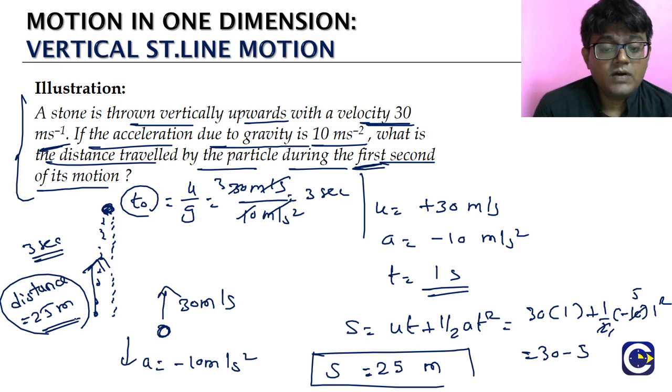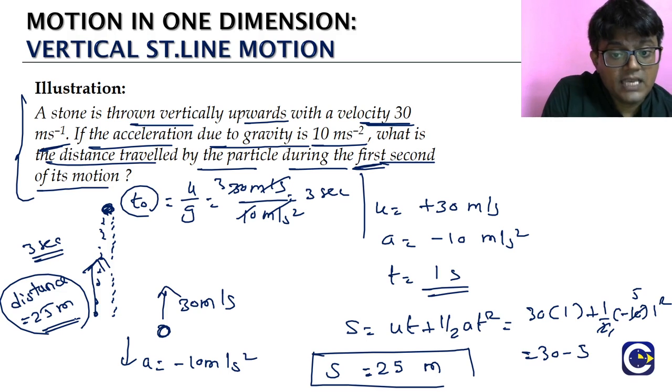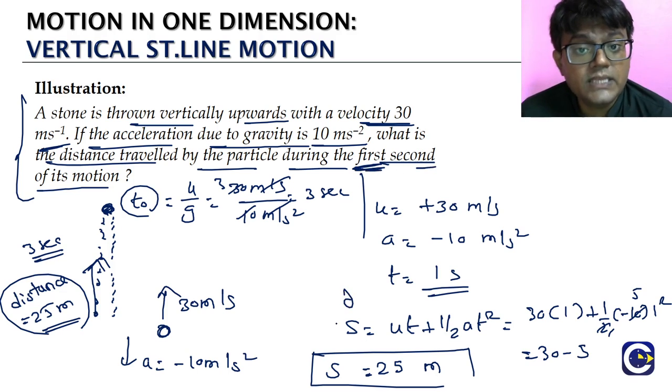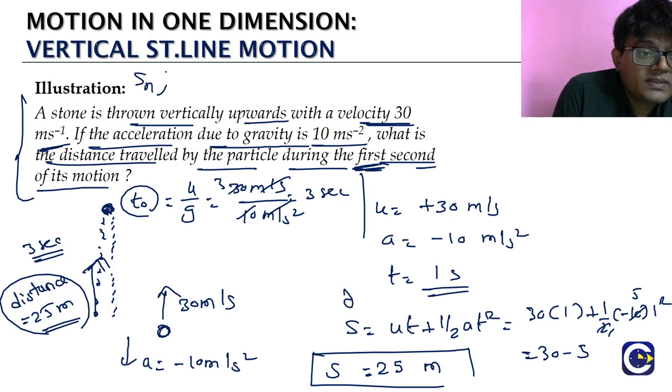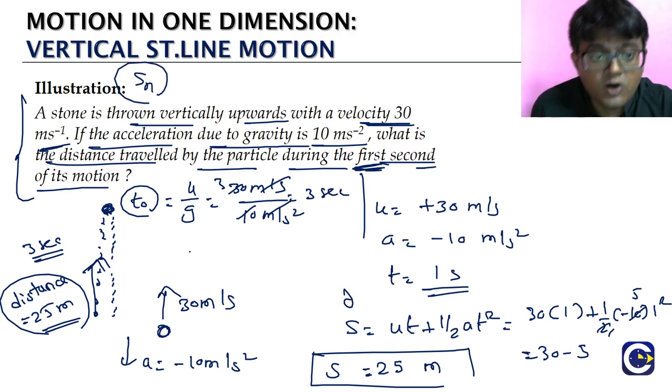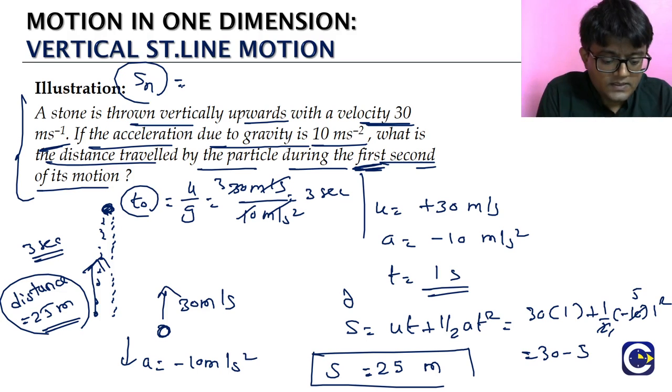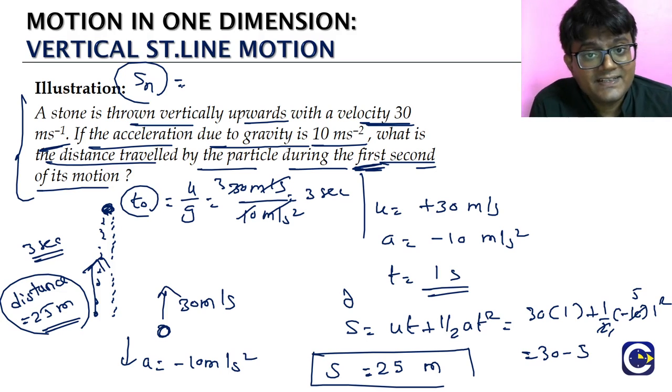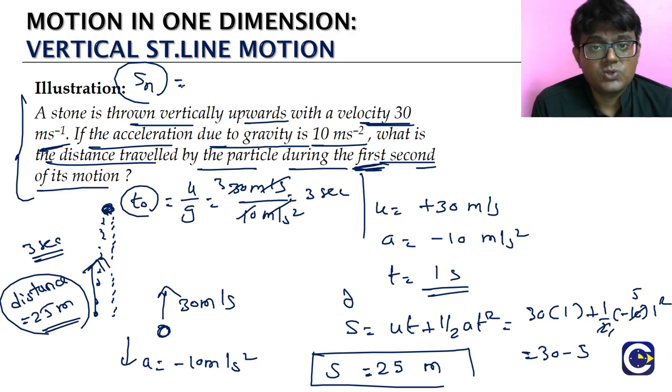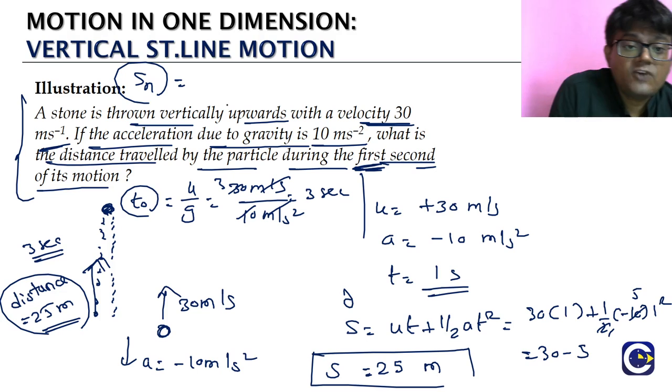Now some people will be having a doubt. Sir, we have used the formula of Sn. Correct, Sn is the displacement in the nth second. Here they are saying, what is the distance traveled by the particle in the first second. So why are we using this S formula? Can we not do it with the Sn also? We can do it with the Sn formula also, because first second of the journey means either you say the total journey time is 1 second, or you say it is the first second of the journey also.